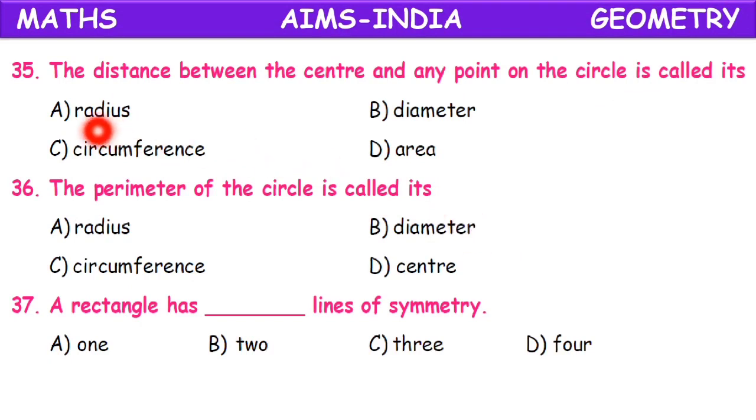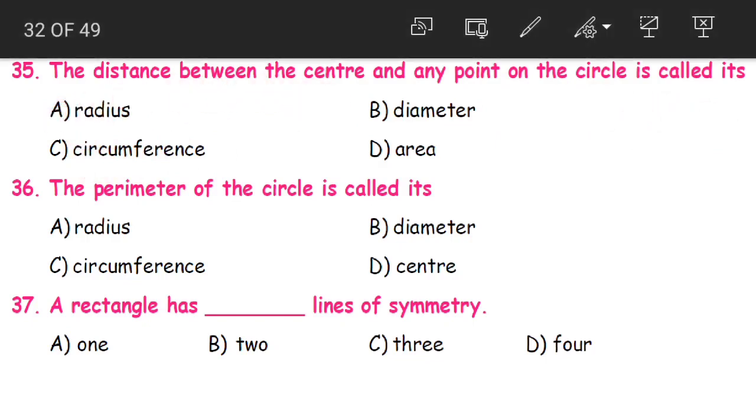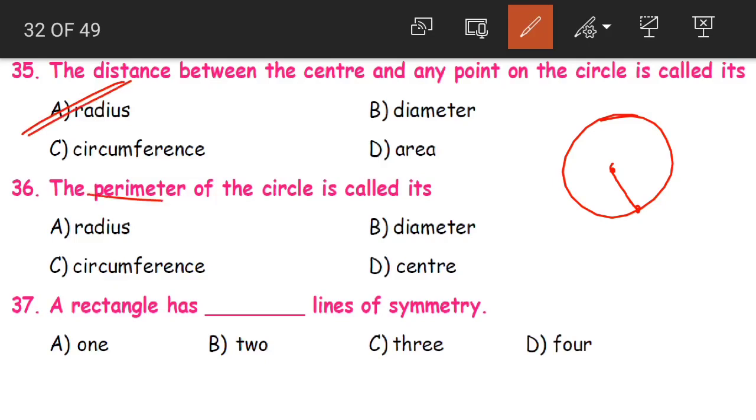Now question 35, children. The distance between the center and any point on the circle is called its dash. If we take a circle, this is a center. From center to any point on the circle, what is this called, children? It is called the radius, right? So option A, radius will be our correct answer.